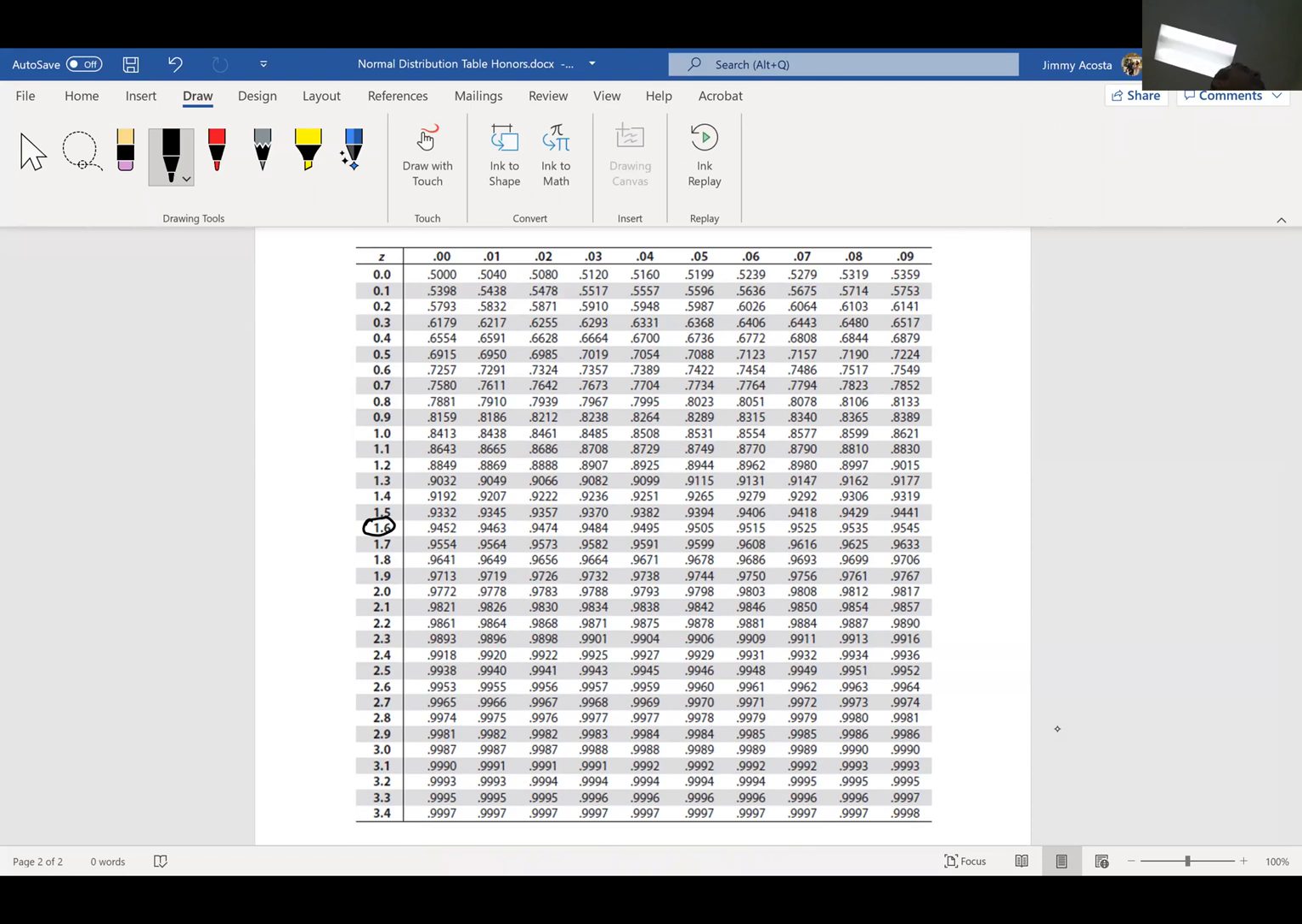And now the first one is 1.60, 1.61, 1.62, 1.63, 1.64, 1.65, 1.66, 1.67. So it's 0.9525. That indicates the area to the left of that particular Z-score.